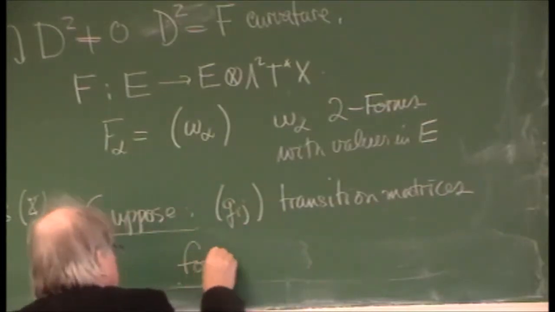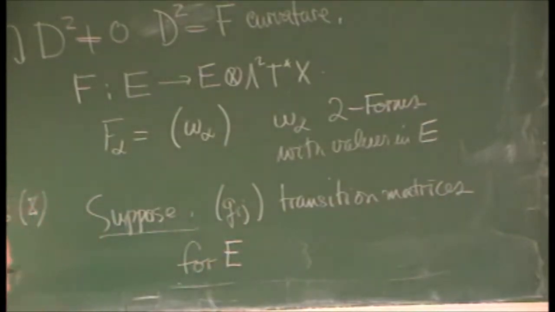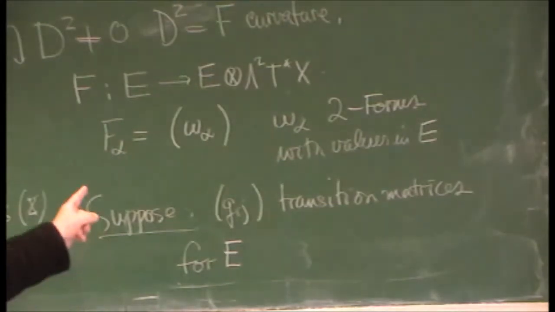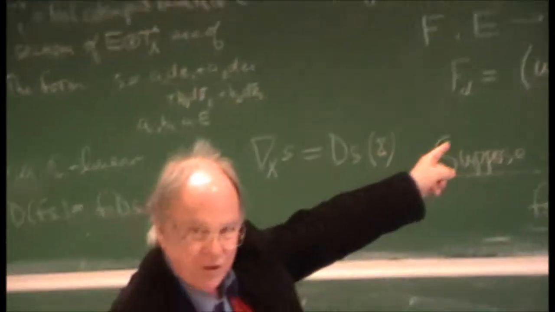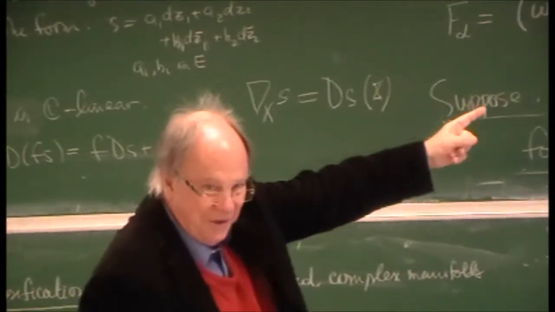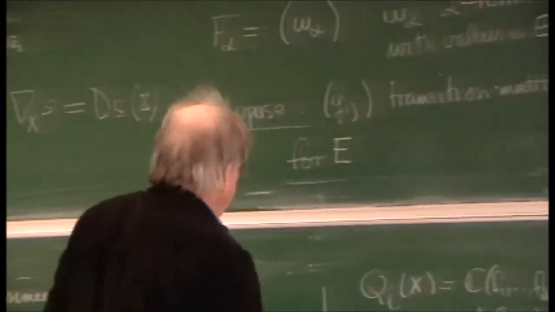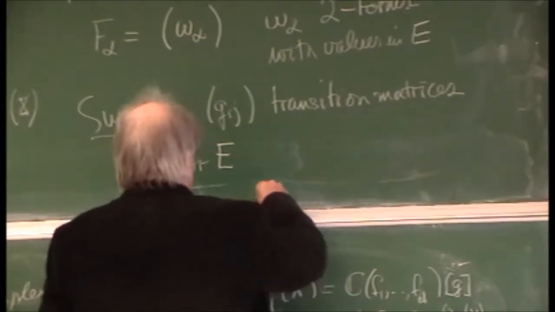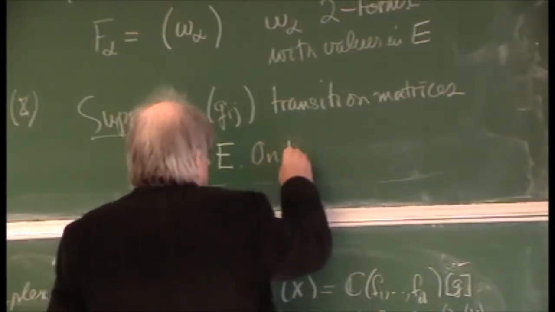For the bundle E. Okay. That's interesting to see what the transition matrices are for this induced thing, D squared. Well, the transition matrices for D squared are this.